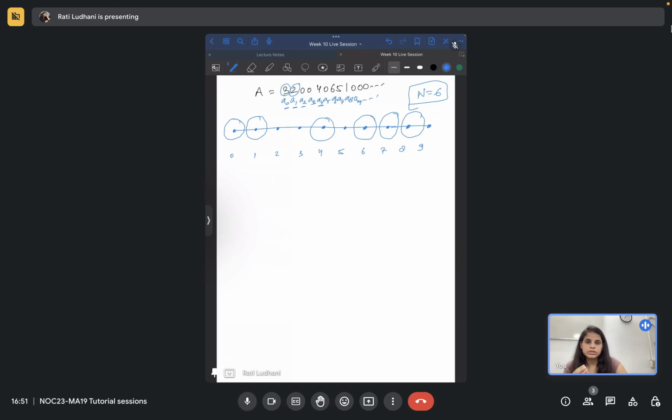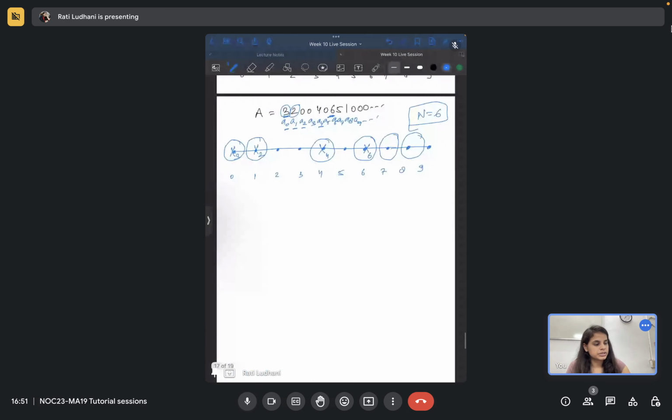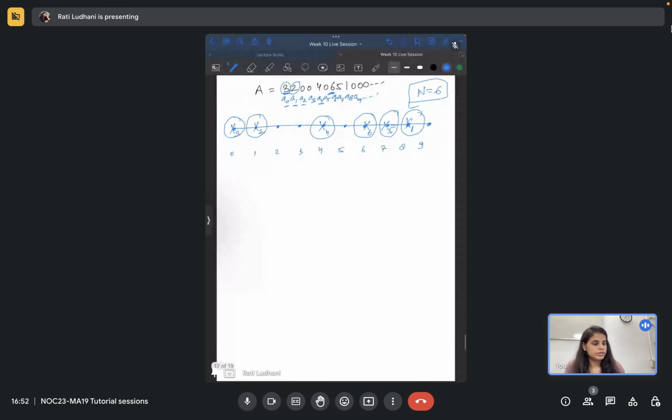Now I'll put here the x's. This is 3, so this represents x3, this represents x2, this represents x4. I'm writing this because the weight is x to the power ak, where ak is the number written at that position. So x6, x5, and this is x1. You have this.